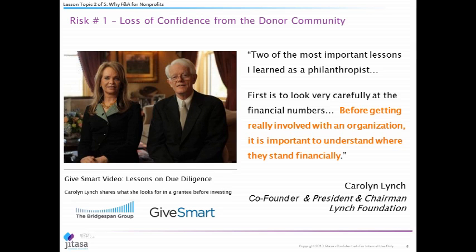And this is a great quote from Carolyn Lynch, who's the co-founder, president, and chairman of the Lynch Foundation. This quote comes from the Bridgespan Group's Give Smart website, which is a great resource on giving, best practices, and just hearing things from the giving community. One of the quotes that she has in a video on the website is, 2 of the most important lessons I learned as a philanthropist is to first look very carefully at the financial numbers. Before Carolyn gets involved with any organization, it's important for her to understand where they stand financially. So financials is one of the first places she goes to and looks at before she gets engaged and looks at a nonprofit to support and to fund.